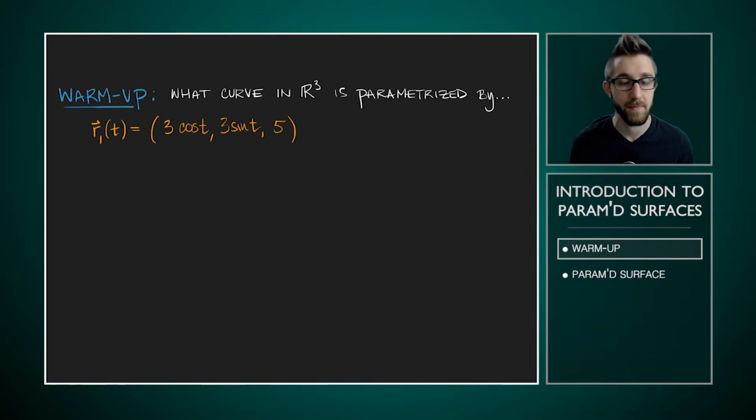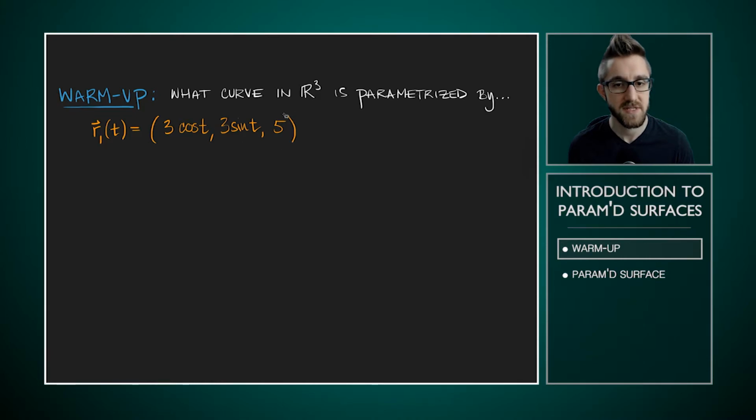Here it is. So the question is, what curve in three-dimensional space is parametrized by this parametrization, which I'm calling R1 of t, and it is 3 cosine t, 3 sine t, and 5. So when I say what curve, I mean what path in R3 is traced out as t increases and we look at all of the points of this form.